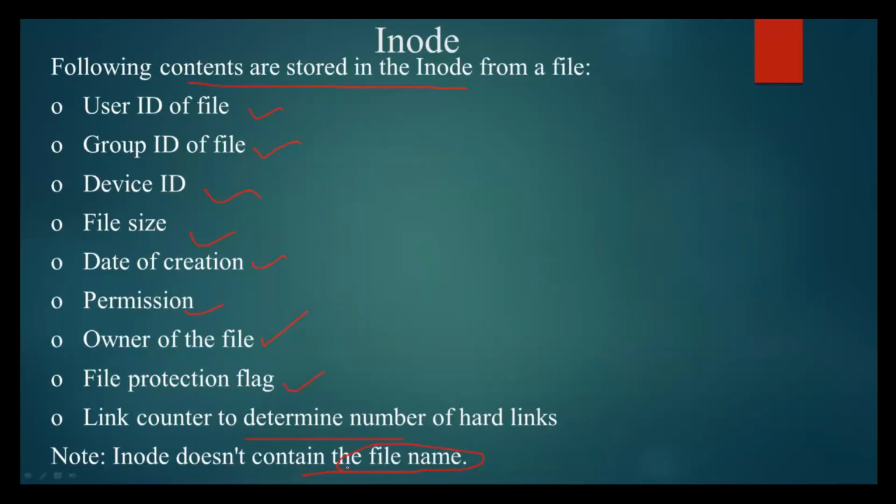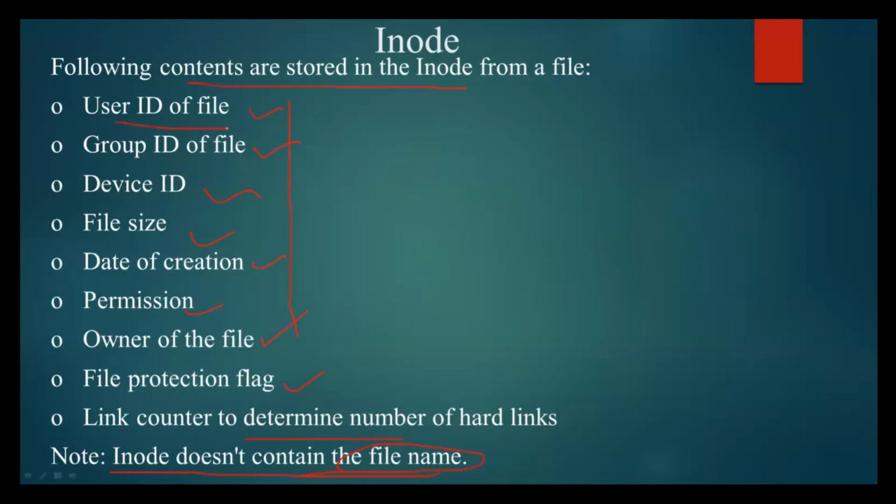Because as users we access the file by using the file name, but the kernel will access the file by using the inode number. Only here I have specifically noted that the inode does not contain the file name. So what are the parameters available in that inode table?